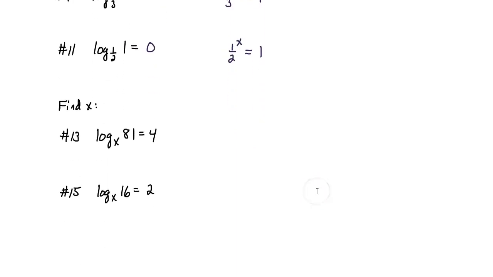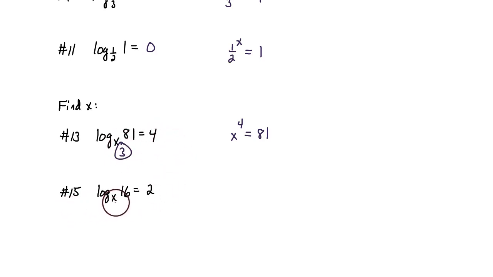Number 13, find the value of x. We still have logarithms. It's just that the letter x might be in a different position than over here on the right side where it always was for those first questions. So let's follow the technique of thinking of it as its exponential form. The base x raised to the 4th power is equal to 81. Therefore, what is x? Well, 3 to the 4th power is 81. So the base is a 3.